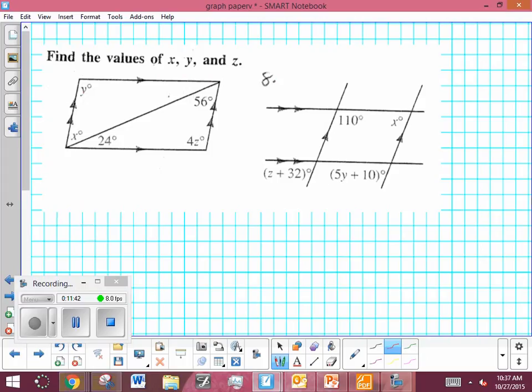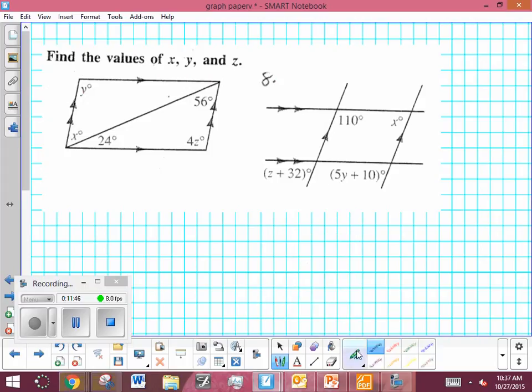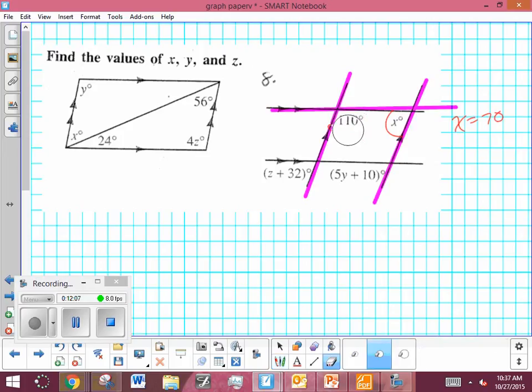We'll look at number 8. There's multiple ways to do number 8. Okay, you don't have to start at the same spot I start, but you should eventually get to the same conclusions that I make. I'm going to look at that parallel line and one of my transversals. Maybe I look at that transversal first. What you should notice then is that angle there and that angle there are same side interior, so x has to be 70.